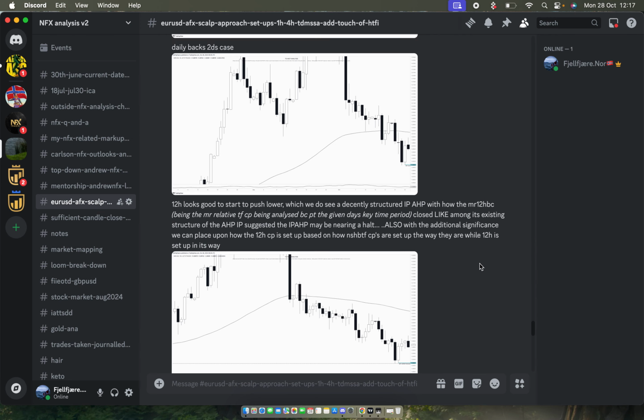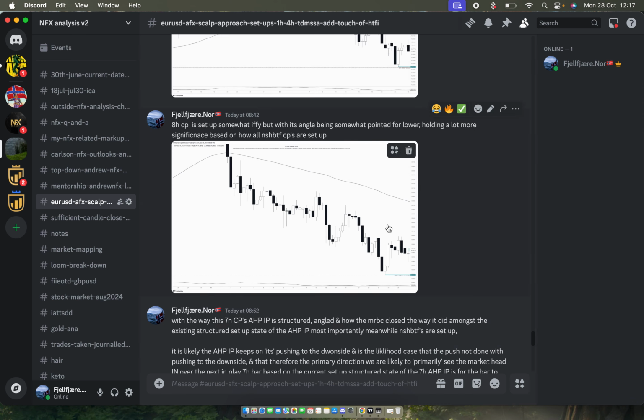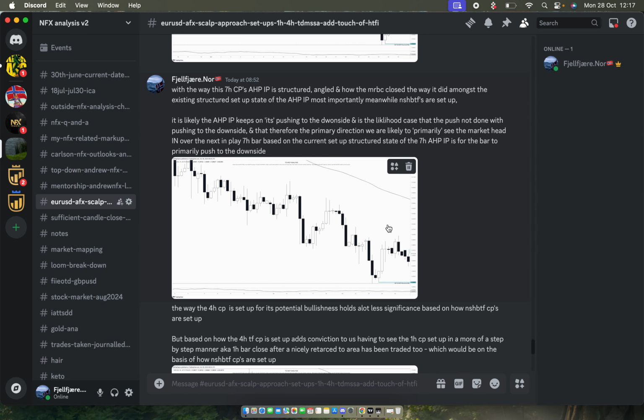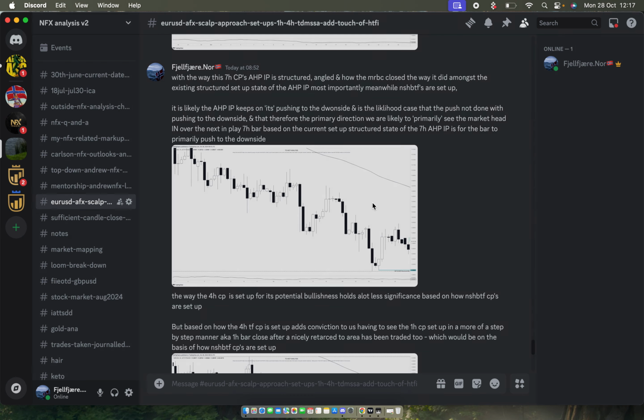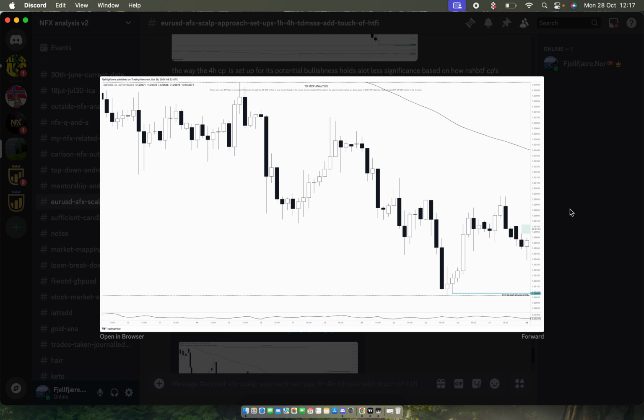Daily too. 12 hour too. 8 hour was iffy, but based on how next step higher time frames were set up, it made sense to keep pushing lower. 7 hour looked good to keep pushing lower. 4 hour iffy, but based on how next step higher time frames were set up, it made sense to keep pushing lower. But this just reinforced the case for looking for the 1 hour chart set up in a proper fashion, to then go on side with the most probable direction that's likely to prevail primarily over the European morning trading session, to look for in a bit more of a stronger fashion than usual.